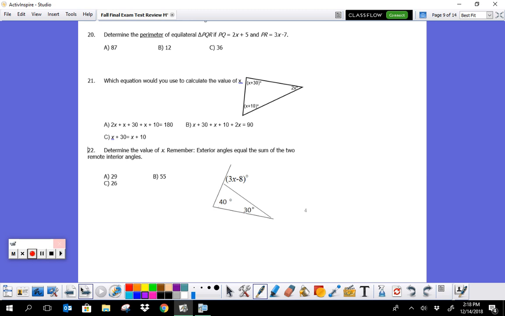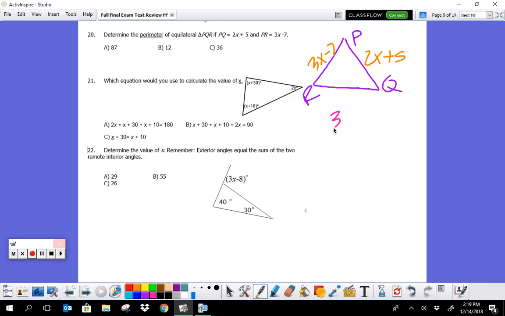Number 20, determine the perimeter of an equilateral triangle PQR. So here we go. So I'm going to draw a triangle, PQR, and I'm going to write down what they gave me. So PQ is 2x plus 5, PR is 3x minus 7. They don't give me the third side, but that's okay because I know this is equilateral. Equilateral means all sides are the same.